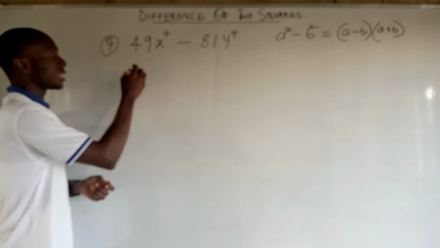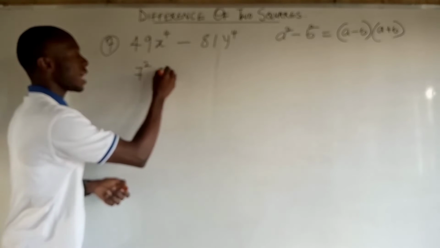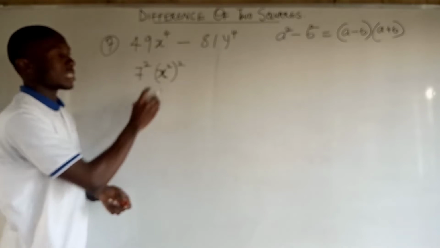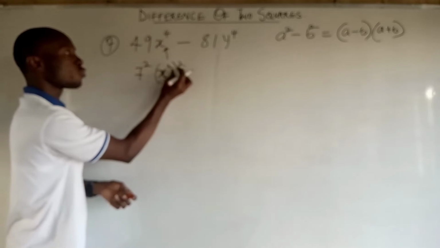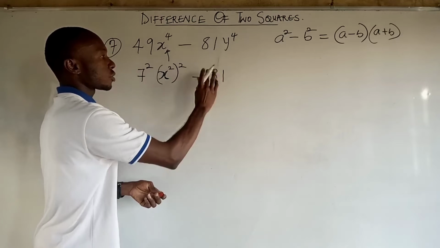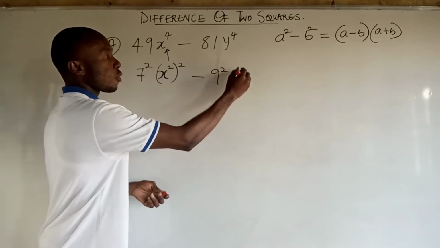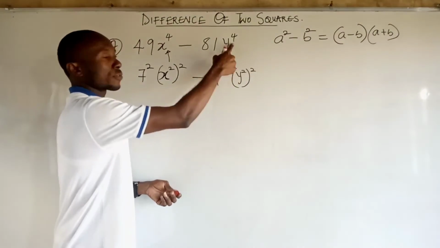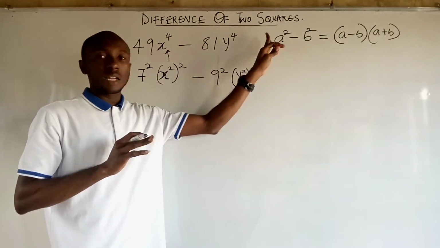So I can write 49 as 7 to the power 2. I can write x to the power 4 as x squared, then all to the power 2. This is the same as x to the power 4 because 2 times 2 is still 4. But we just really need the square. So minus 81, then minus 9 squared, then this guy will become y squared all to the power 2, as if to say 2 times 2 is 4. So there's no issue with that. We just want them to be in squares.